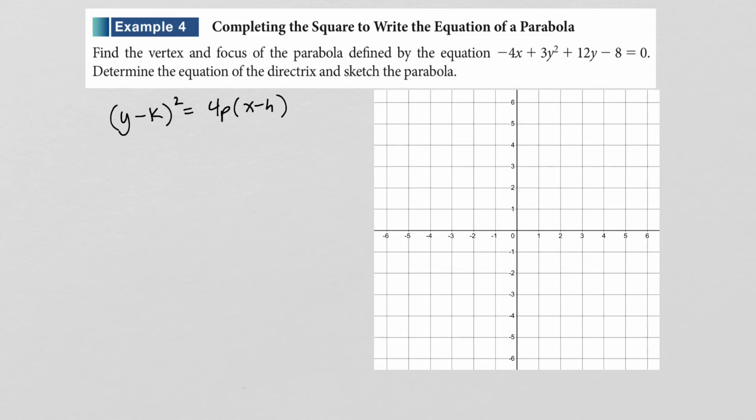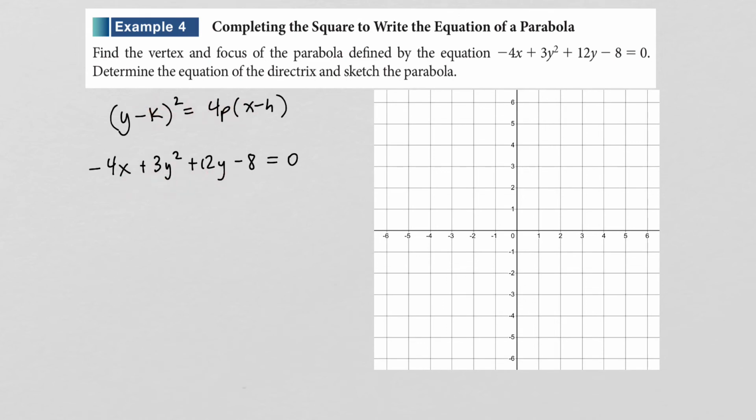The first thing to point out is that the standard form of this equation is going to look like this. And I know this because I can see I have a y squared in the equation, but I do not have an x squared. So it must be y minus k squared, right, because that's how you get a y squared, equals 4p times x minus h. So to get the equation, we have to find the value of h, the value of k, and the value of p.